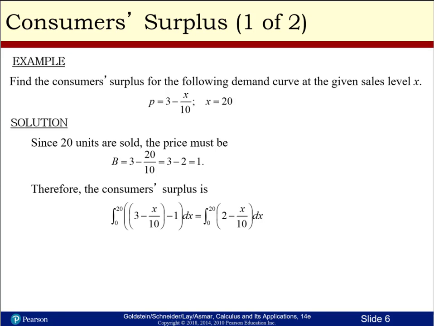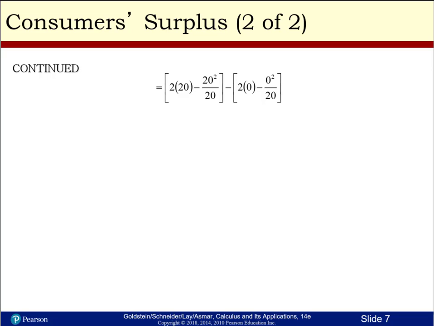Plugging this into our formula, we have the integral from 0 to a, or 0 to 20, of our function minus b. So it's our function 3 minus x over 10 minus 1. And then we will just compute that antiderivative, and evaluate from 0 to 20. And we will end up with our answer is 20, and that means that the consumer surplus is $20.